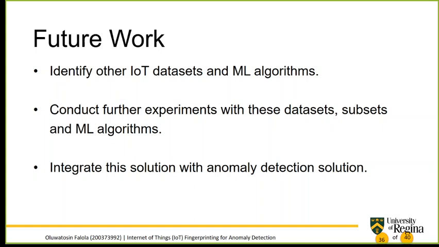Now, our future work is to identify other IoT data sets and machine learning algorithms that we can use to give optimal results, and also to conduct further experiments with other data sets, subsets, and machine learning algorithms. We want to integrate this solution with anomaly detection in the future, and then we'll be able to deal with the issues of anomaly in any IoT device network.